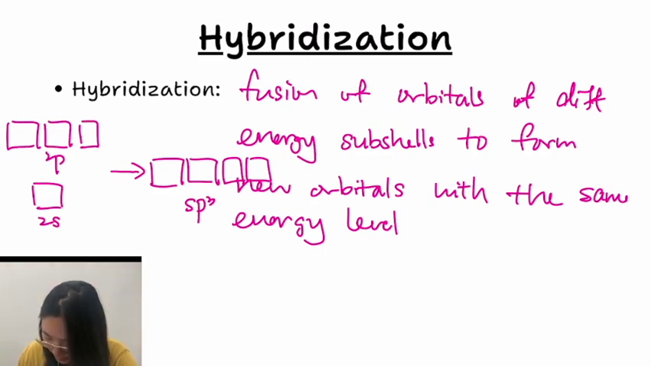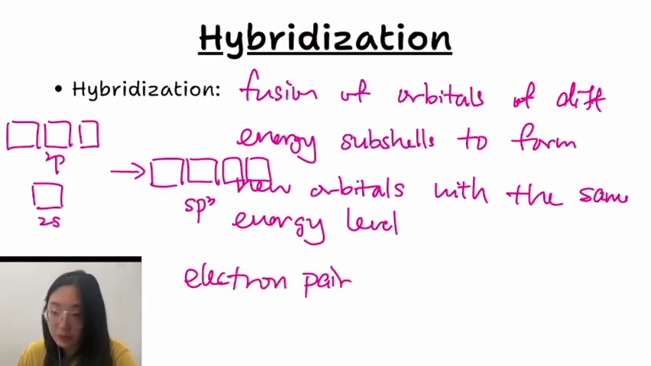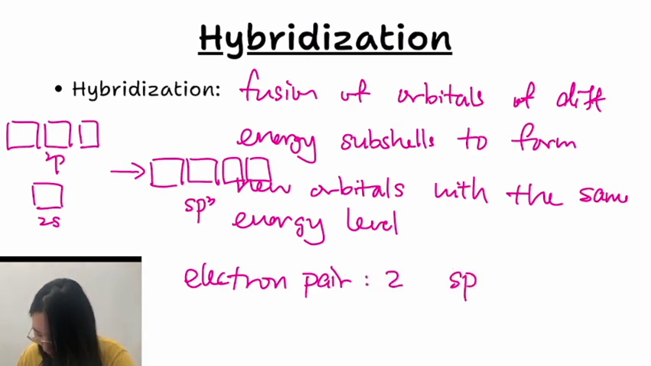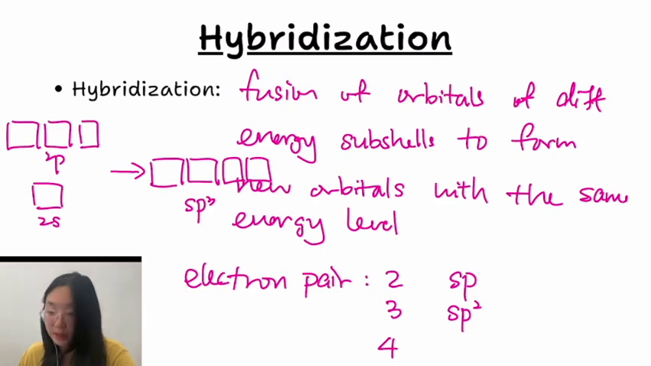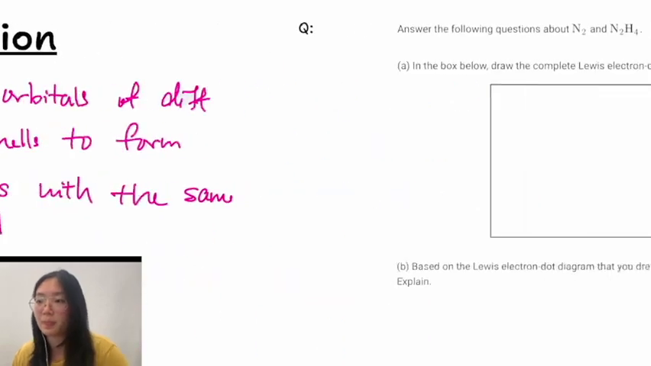So when I say electron pair, it includes both the lone pairs and the bonding pairs. When the number of electron pairs is equal to 2, then it is sp hybridization. When it's 3 electron pairs, then it's sp2 hybridization. When the number of electron pairs around the central atom is 4, then it forms sp3 hybridization. This is the only thing that you need to know for the AP Chemistry exam.